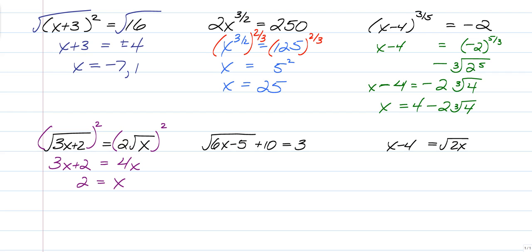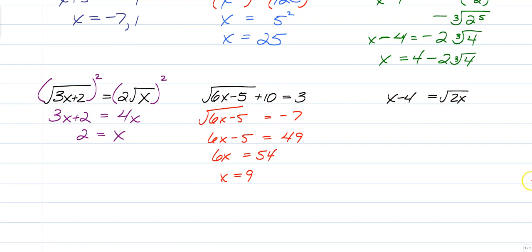This guy over here, the first thing you have to do is subtract 10 from both sides. So that's going to give you the square root of 6x minus 5 is equal to a negative 7. Square both sides, and that'll give you 6x minus 5 is equal to 49. Remember, a negative 7 times a negative 7 is a positive 49. And just continue solving. So add 5 to both sides. So 6x is equal to 54. And divide both sides by 6, and you get x is equal to 9.